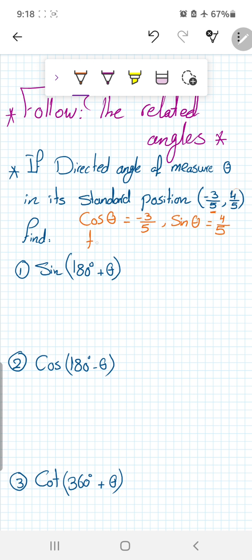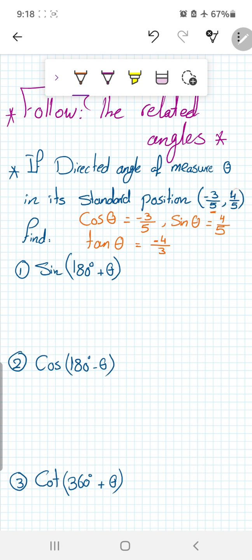Okay, get tan theta. Tan theta equals what? Y over x, or sine over cosine. So 4/5 divided by -3/5 will be -4/3. Okay, first find sine of 180 plus theta.